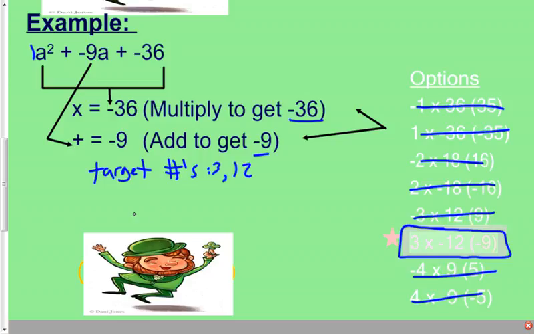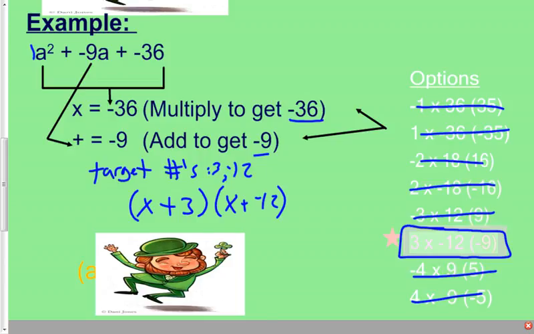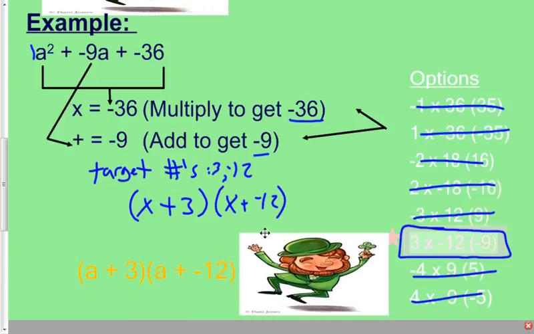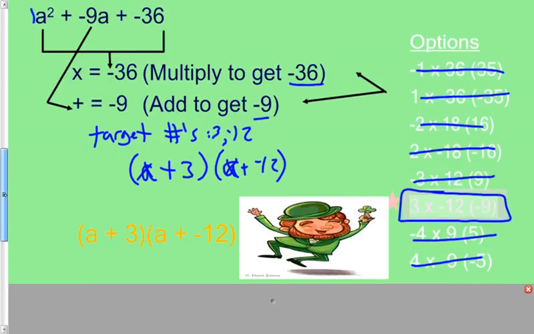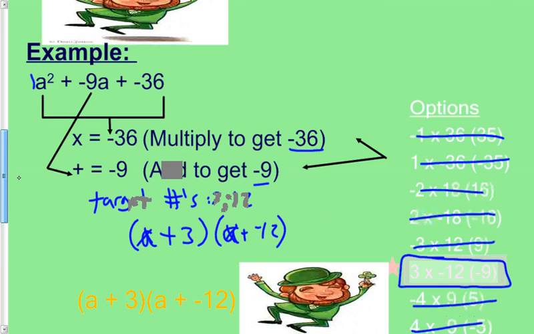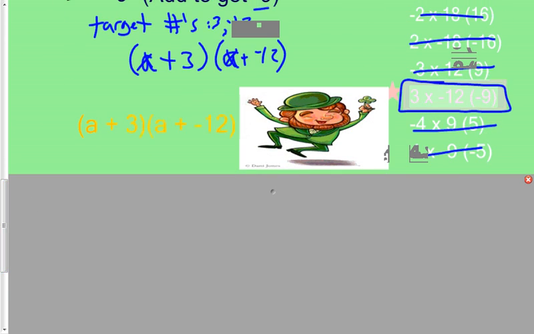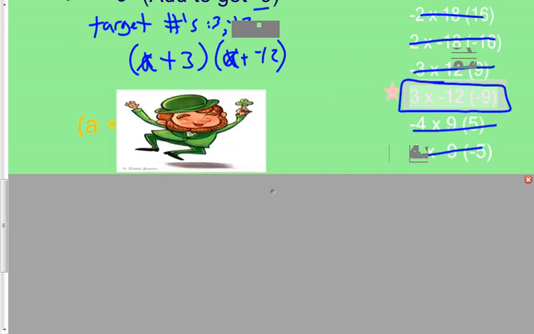And then when you set up your parentheses, we do x plus, sorry, 3 and negative 12. x plus 3 is going to be one of them, and x plus negative 12 is going to be the other one, or x minus 12 if you prefer it that way. So let's double check to make sure we're correct. Oh, sorry, it's not x. We have a as our variable for this one, so I made a mistake there. But there we go. That's how you factor it. It's a lot easier than it looks, but just finding those target numbers, it's an interesting method here.